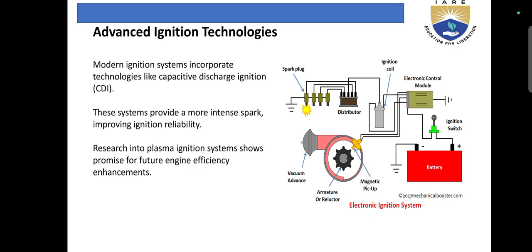Spark plug and distributor ignition, electronic control module, ignition switch, vacuum advance, armature or electromagnetic pickup. Electronic ignition systems replace the mechanical ones.